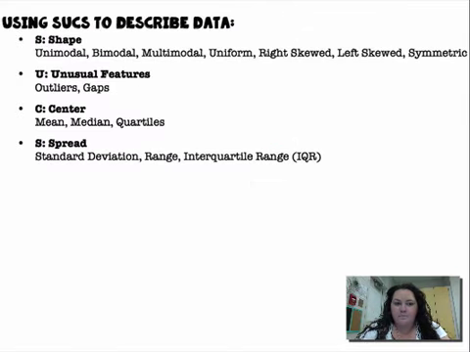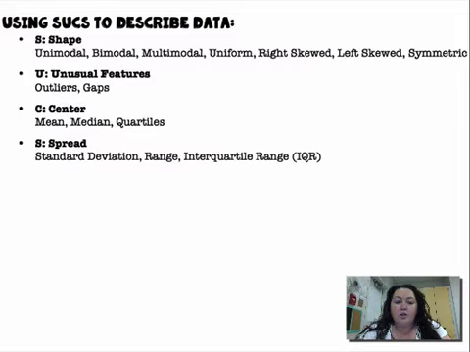Okay. Using SOCS to describe data. Not because statistics sucks, but just an acronym. So S is for shape. The shape can be unimodal, bimodal, multimodal. Modal means the mode, the most often. Uniform, it can be right skewed, left skewed, or symmetric.